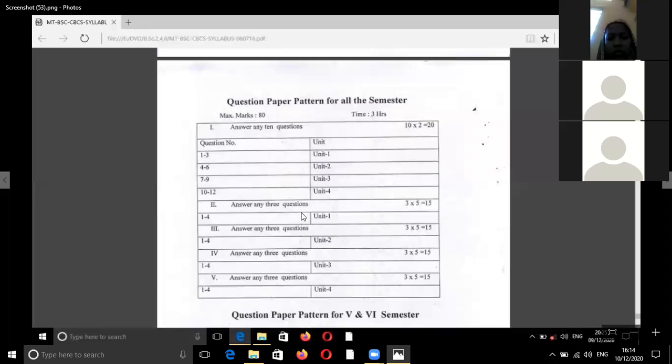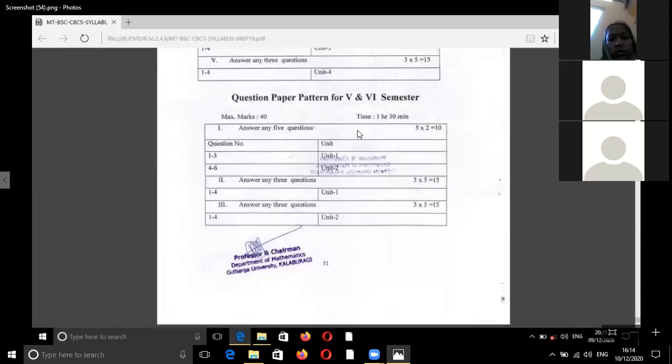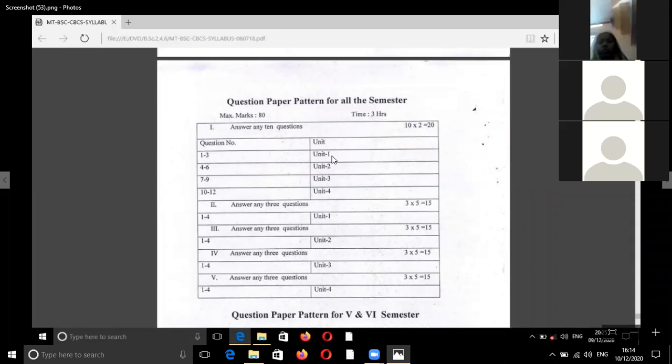Totally you have four: second, third, fourth, and then fifth is there. You see here in the second one, you are going to get 4 questions. You have to write any 3 out of 5. Similarly for the remaining unit 2, unit 3, unit 4, the same pattern will be there. But for fifth and sixth it varies.